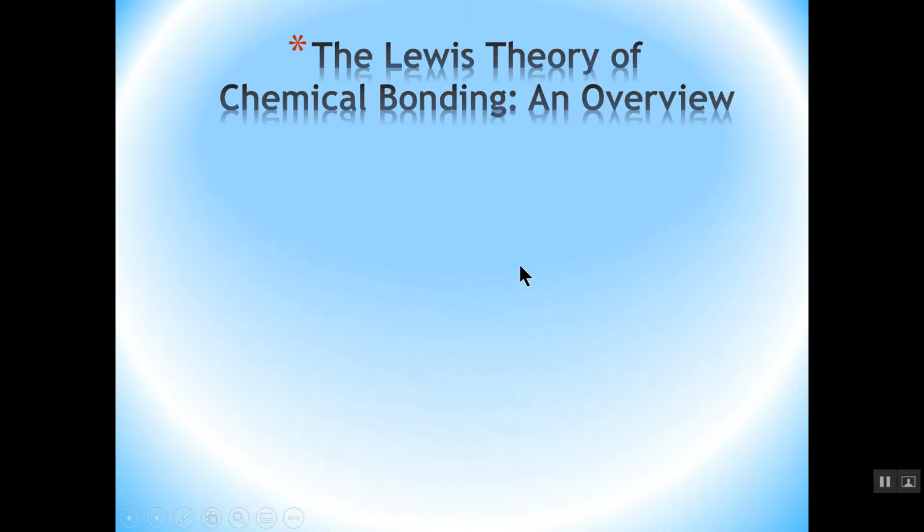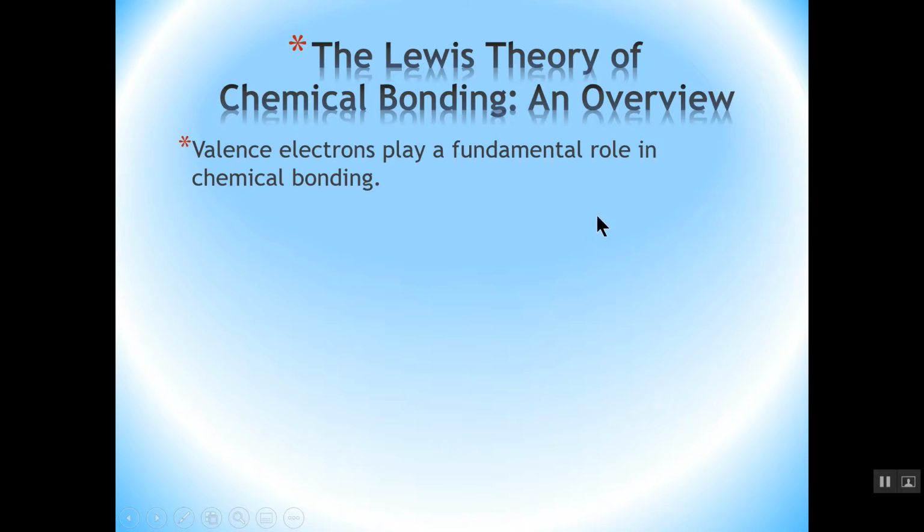All right? Okay, so now we're going to get into the actual theory that is used to explain the type of bonding that we see in molecules and ions. And this is called the Lewis theory, right? And the first assumption in this theory is that the valence electrons play a fundamental role in chemical bonding.